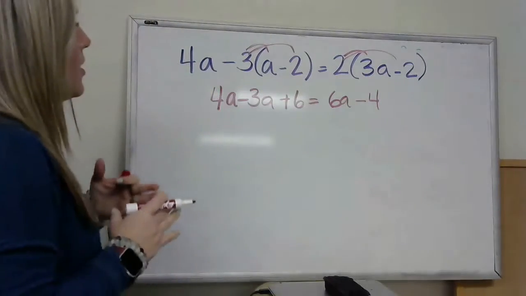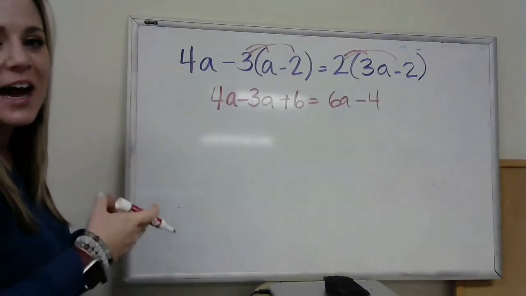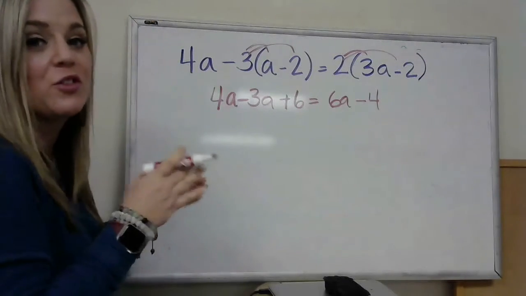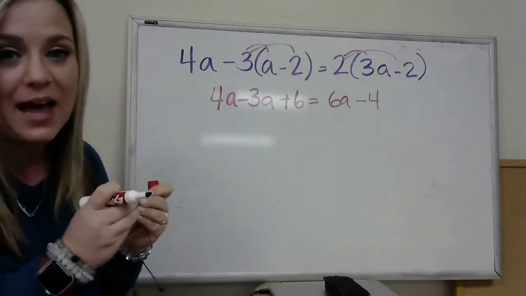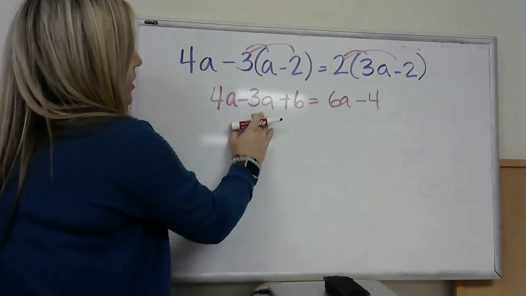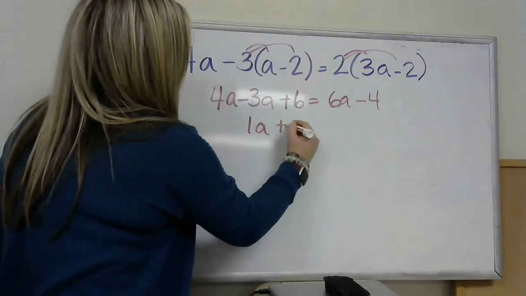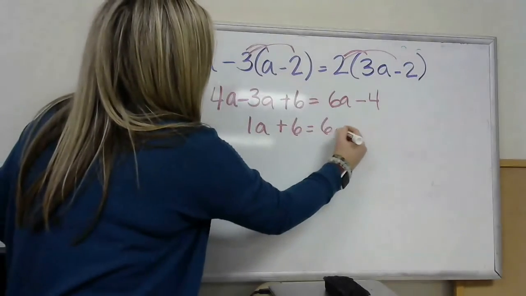So now it's not as scary. It's a little less congested. We've got stuff to work with. So the next step is I want to combine my likes. So I can see that I have 2 variables over here. So I have 4a minus 3a. That's going to be 1a plus 6 equals 6a minus 4.